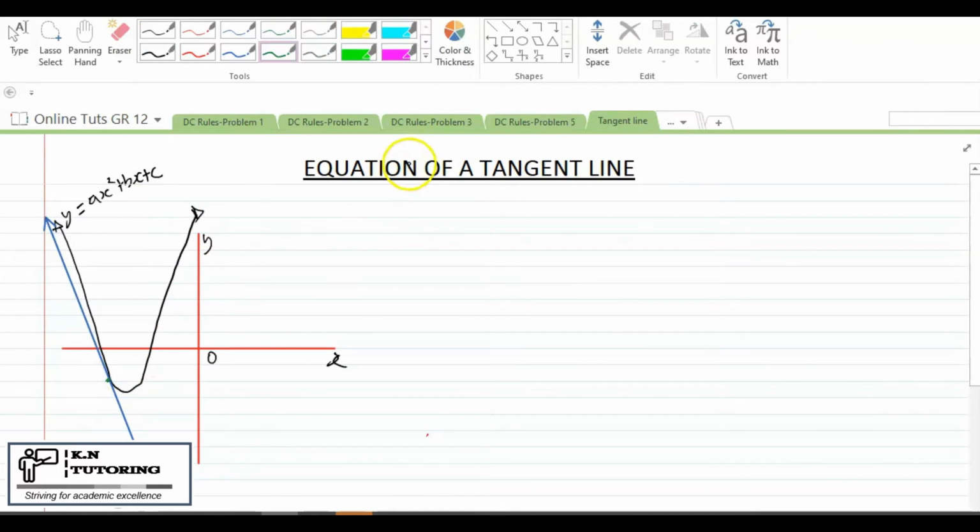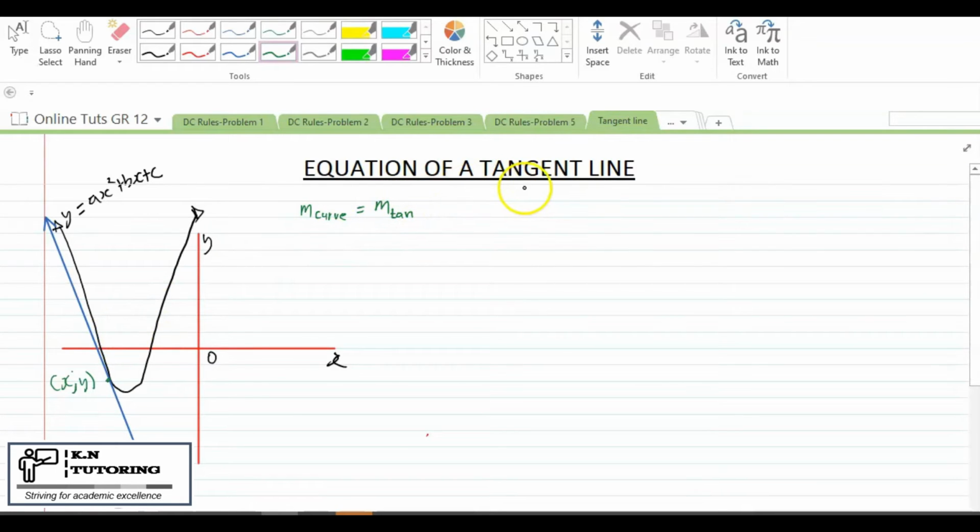What we need to know about this equation of a tangent line, remember we're dealing with calculus, so we are dealing with derivatives. What you need to know about this tangent, especially at this point with x and y, or with x and f prime x, is that the gradient of the curve is equal to the gradient of the tangent.